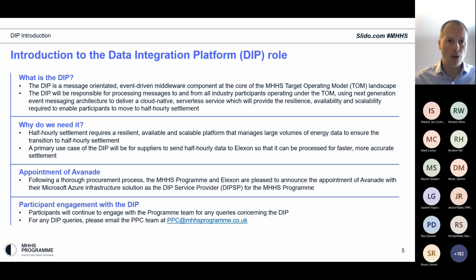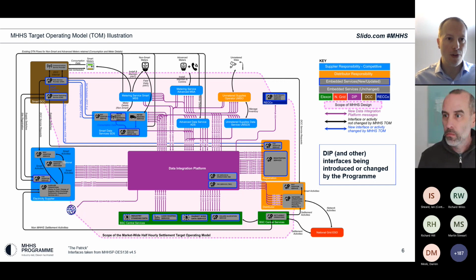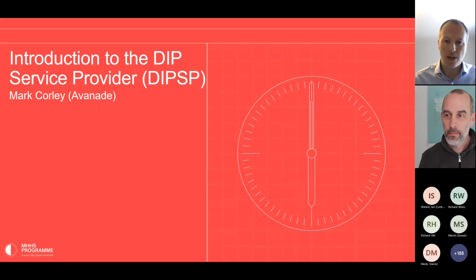If you move the slide on, we have a brief look at the target operating model. We'll see the big purple box in the middle of the TOM there is the data integration platform. You can see all of the different components that feed in through that. It's an event-driven architecture that allows the processing of all of those industry flows and files. I won't go into too much technical detail, but essentially the data integration platform is that central core component of the MHHS programme that will help to process all of those industry flows and files with regards to half-hourly consumption and settlement data. As a way of introduction, that's a brief overview of what the DIP is.